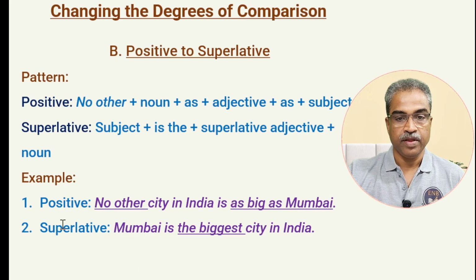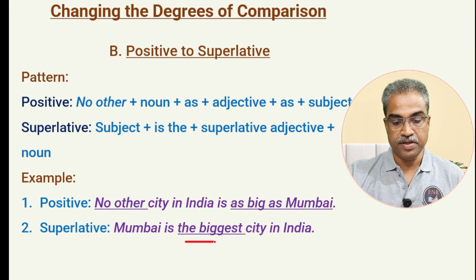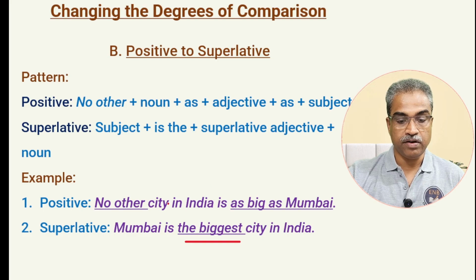For example, let us see now. Positive: No other city in India is as big as Mumbai. Now, when you change into superlative degree, it becomes: Mumbai is the biggest city in India. Big, bigger, biggest. Or else, when we change into comparative degree, it will be: Mumbai is bigger than any other city in India.